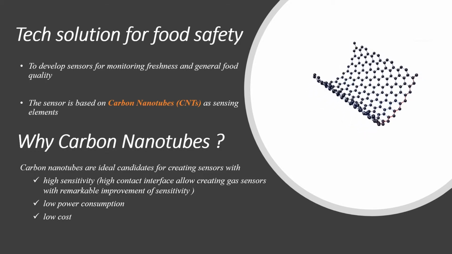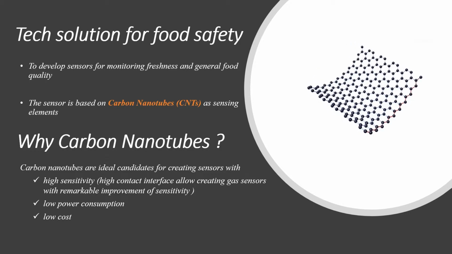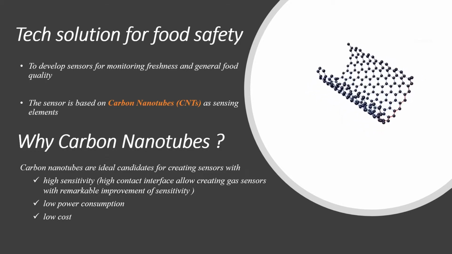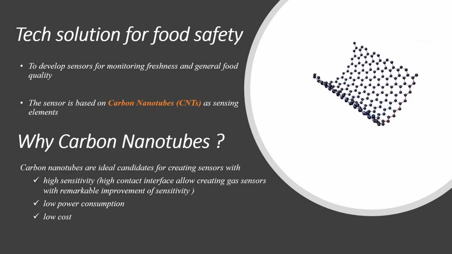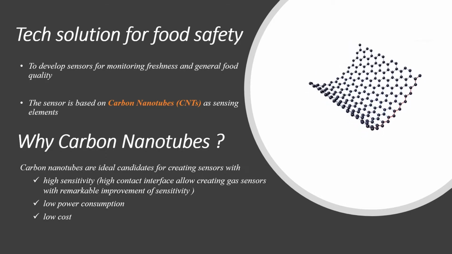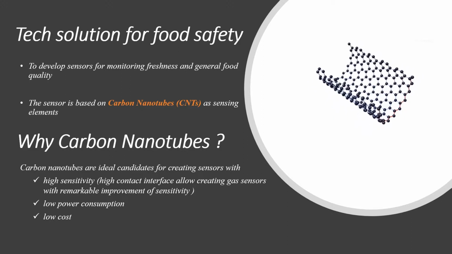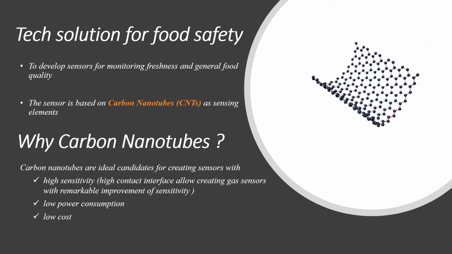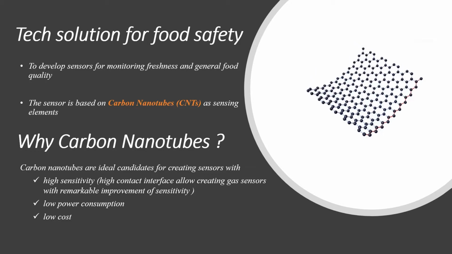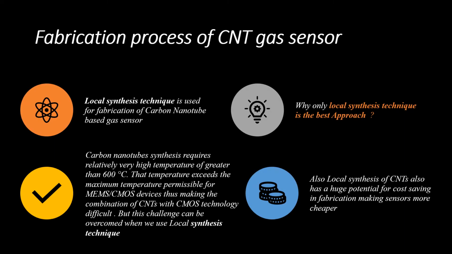The technological solution provided by the nanotechnology researchers is to develop a sensor based on carbon nanotubes as sensing elements. Here we might have a question, why only carbon nanotubes are used for making this sensor? The answer to this question is it's because of the ideal properties of the carbon nanotubes, like low power consumption, low cost of production, and high sensitivity, as it has the high contact interface, making the absorption and desorption of the gas molecules easy. Now I would like to move on to the next section, that is the fabrication process of the carbon nanotube gas sensor.